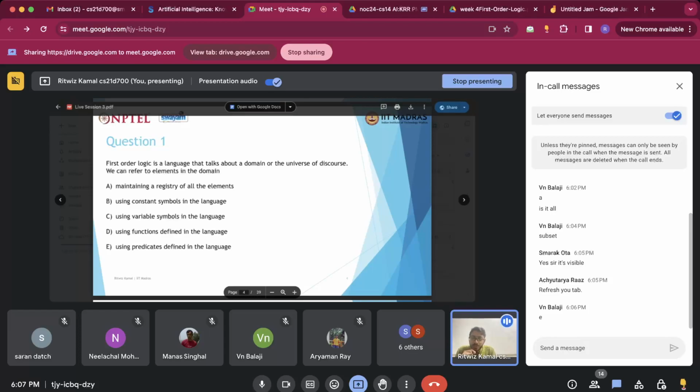It will be using constants, variables and functions, right? Because we just discussed that the predicate is a subset, right? It's not one single element. It's not referring to a single element of the domain. A predicate is a subset of the domain which contains some of the elements. So the correct answers here would be B, C and D, right?